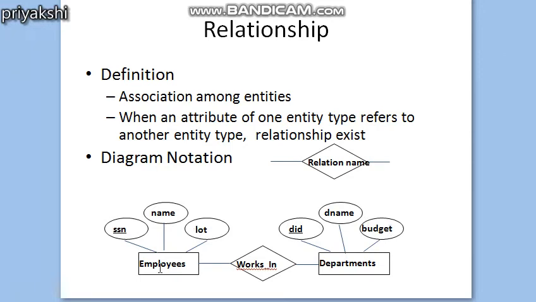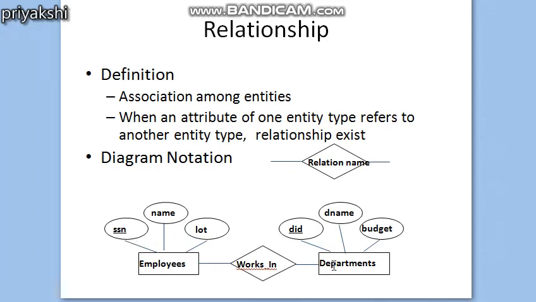Now see, in an organization where many employees can work in a department, the employee ID of this entity employee will refer to the department ID. Why? Because for a particular employee, the details of the department in which he or she is working can be found from this entity. So this entity type is referring to the entity department by this attribute. What is the attribute? The serial number of the employee.